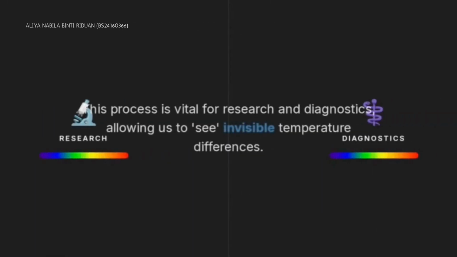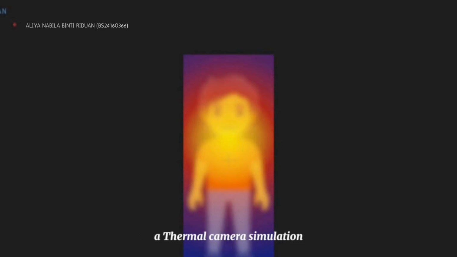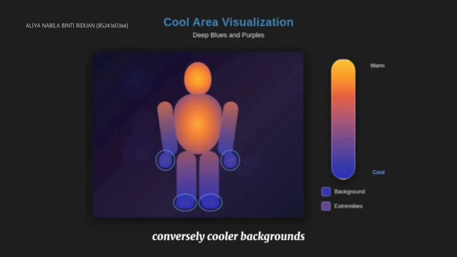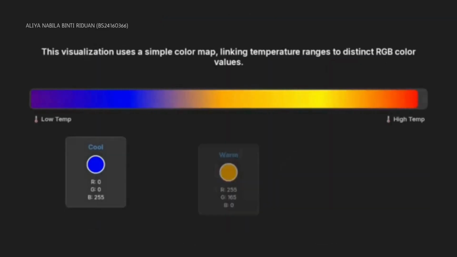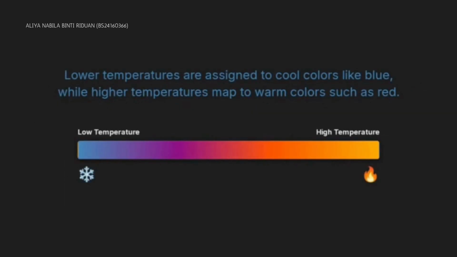This process is vital for research and diagnostics, allowing us to see invisible temperature differences. Imagine a dark room with a person. A thermal camera simulation instantly reveals their body heat. Warmer areas, like the head and torso, glow in vibrant reds, oranges, and yellows, indicating higher temperatures. Conversely, cooler backgrounds and extremities appear in deep blues and purples, creating a striking visual contrast. This visualization uses a simple color map, linking temperature ranges to distinct RGB color values. Lower temperatures are assigned to cool colors like blue, while higher temperatures map to warm colors such as red.